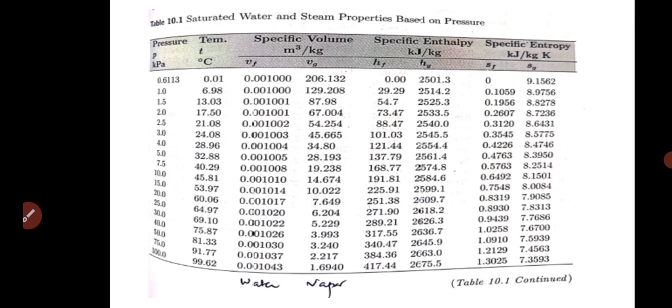Okay, if the specific enthalpy you get is 2675.5 kilojoules per kg, then we can say it is a dry saturated steam. And if you get beyond, suppose you get 2900 or 3000 kilojoules per kg, then you can say it is a superheated steam. It is not dry saturated, the enthalpy is beyond Hg, so it is in the superheated region.